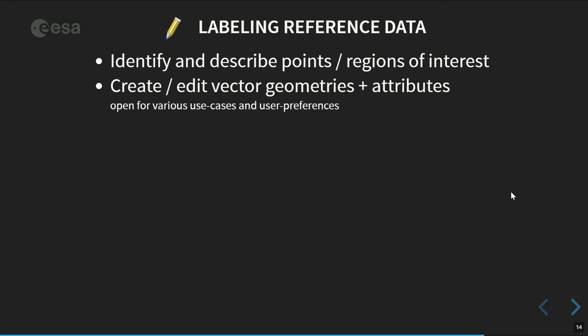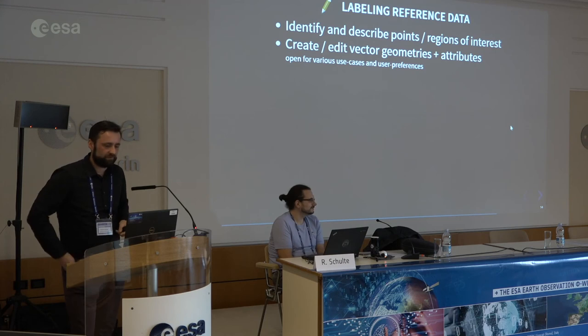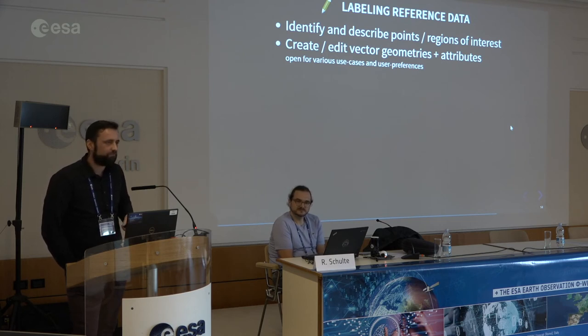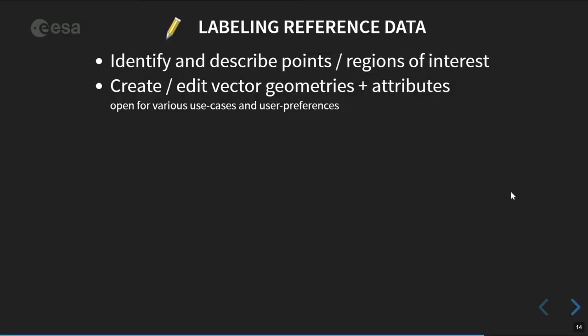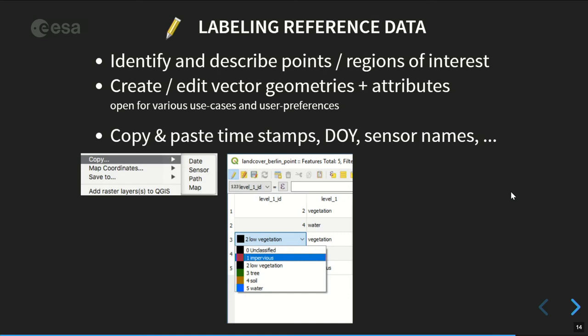This was the visualization part, but later on we want to use our exemplary data for parameterizing our machine learning models, for example. And for this you want to identify and describe points or regions of interest, and for this we make use of the labeling capacities of QGIS, where you can create and edit vector geometries like a point file or polygons, and you can add as many attributes to describe these spatial regions. And to support this in a time series context, we provide some nice context menus that allow you to easily copy the time series specific information like date, the sensor name, day of year, and so on.